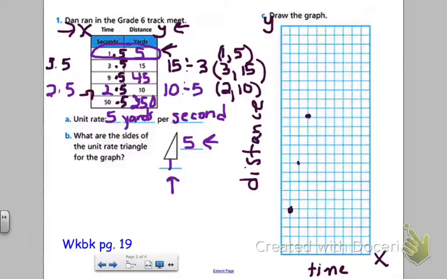Alright, and you can see that I can make a straight line going through my dots here. And you will also see the unit rate triangles that I can make. So over 1, up 5. Over 1, up 5. So every unit rate triangle looks like that. You have a base of 1 and you have a height of 5 because that's your unit rate. It may be increasing the seconds that he's running, but with every second he runs, he gets 5 yards further.